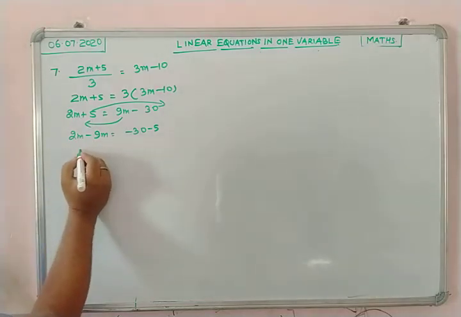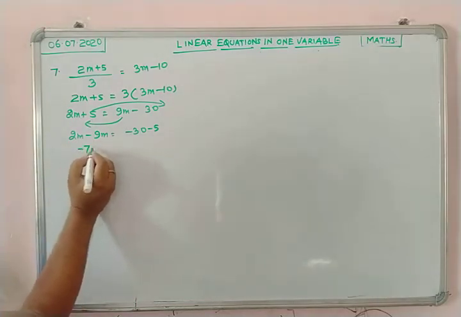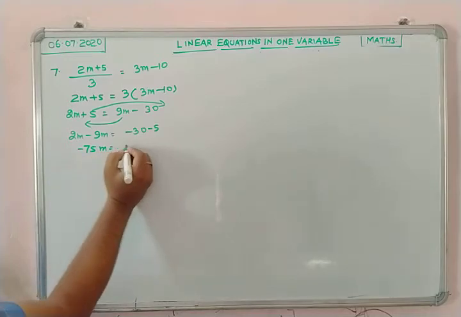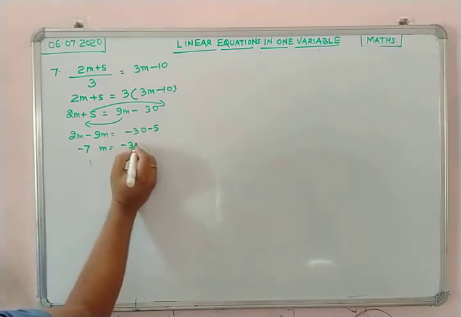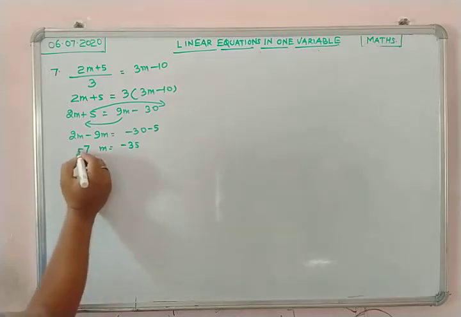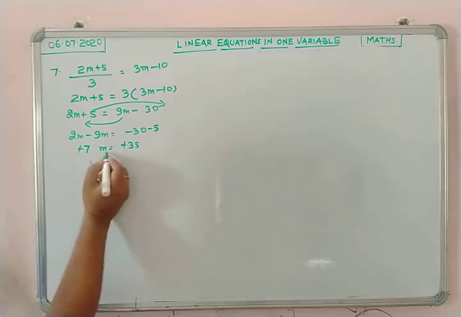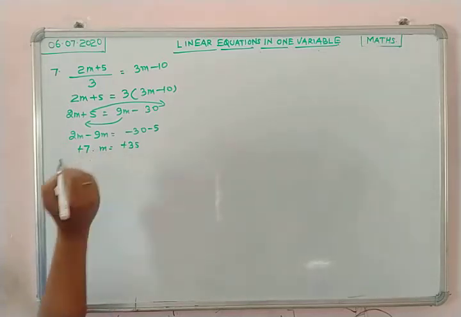So 2m minus 9m, that means minus 7m equals minus 35. Minus and minus cancel, 7m, that means 7 into m.